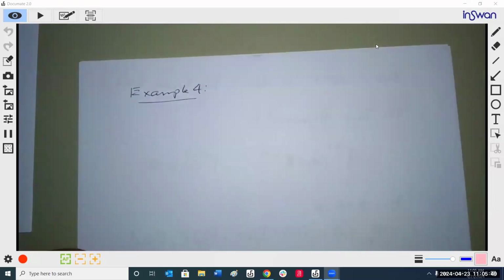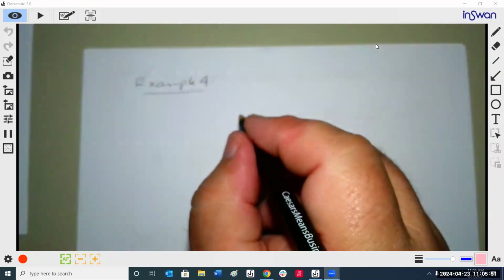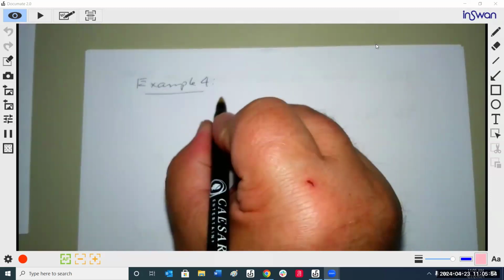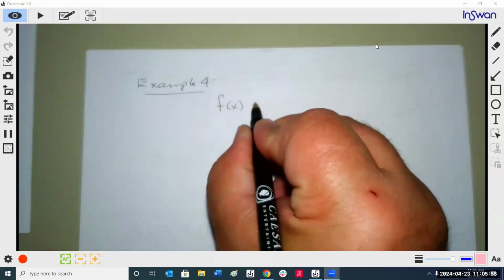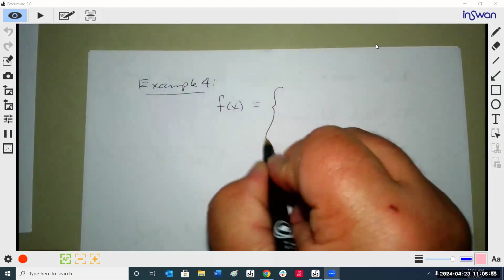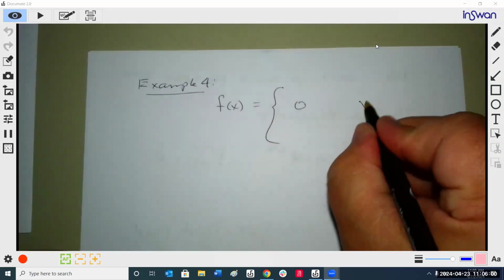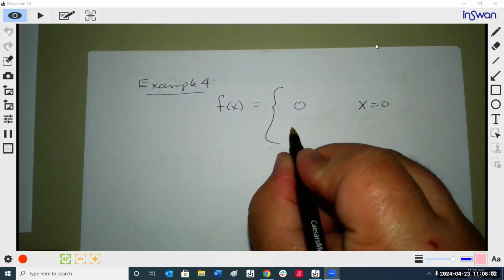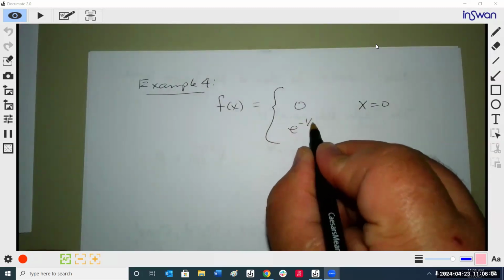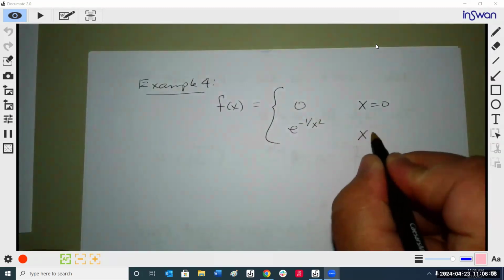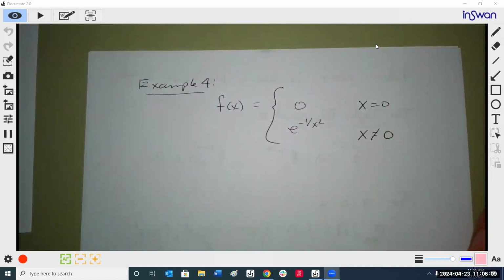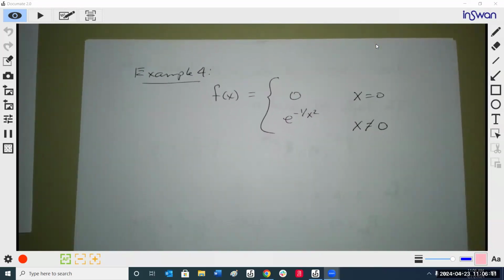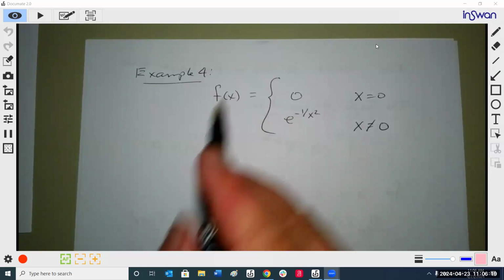Example 4. It can be shown that f of x equals 0 when x equals 0, or e to the negative 1 over x squared when x does not equal 0.